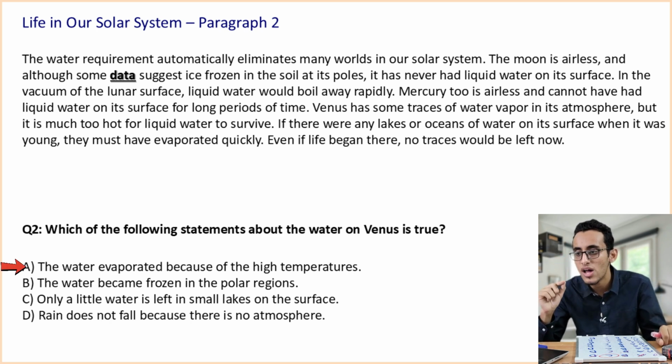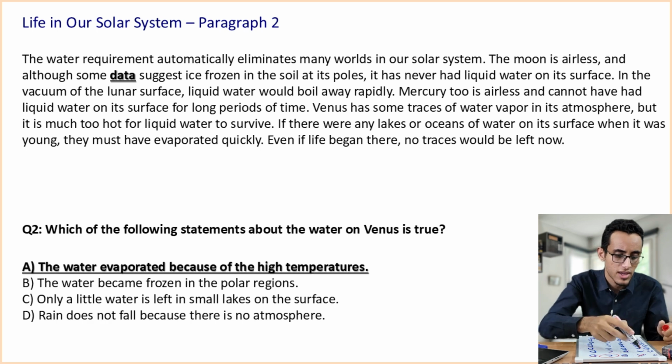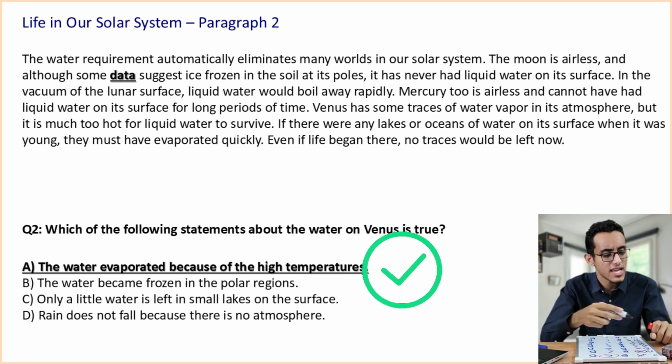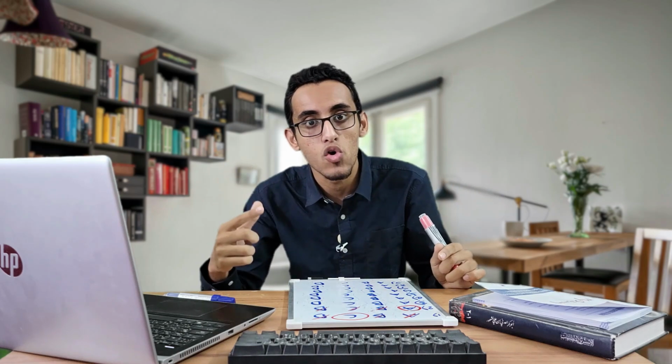Okay, number 1, the water evaporated because of the high temperature. Yeah, it's correct. Okay, I think it's A. Okay, let's see the other answers. The water became frozen. Nobody spoke about frozen or something. Only a little water is left. No. Rain does not fall. We didn't mention rain. So A is the correct answer. Easy, right? Yeah, I know. Keywords. Give them precious time and move on.